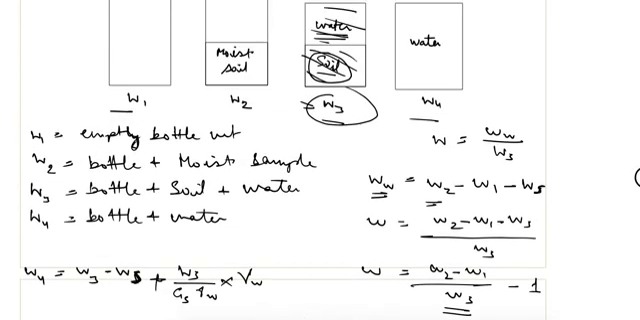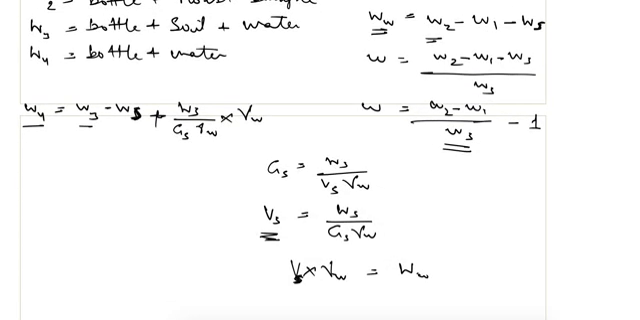So this equation, W4, we are writing as W3, which is this total weight, minus the weight of soil solids, that is Ws, plus whatever volume was covered by soil solids, we are replacing it with water. So this is how it is done, and from here we can calculate Ws. So it can be written as W3 minus W4 is equal to Ws minus Ws upon Gs.